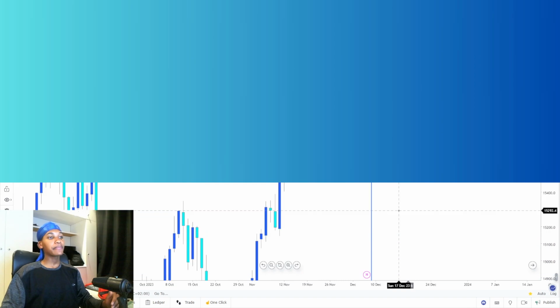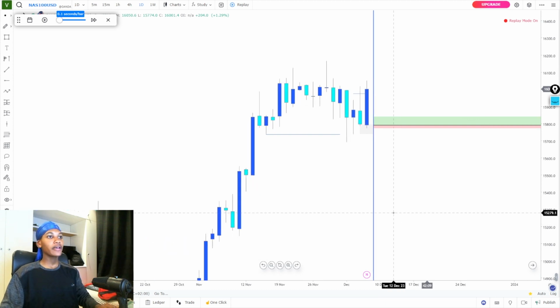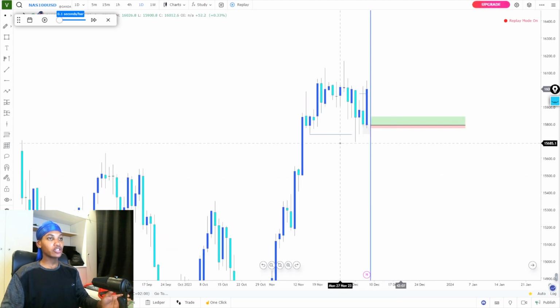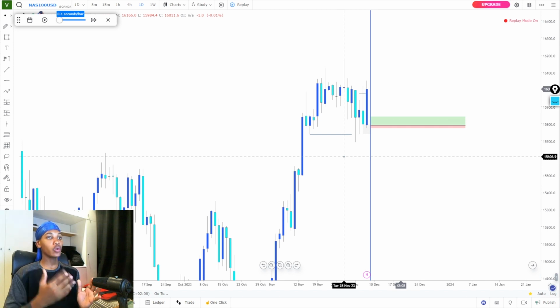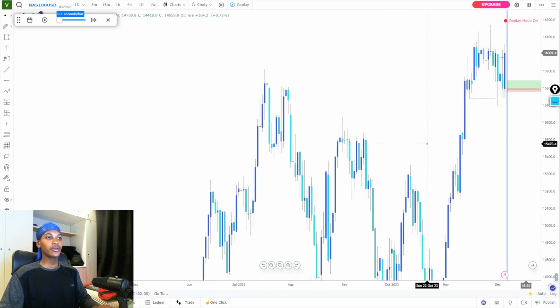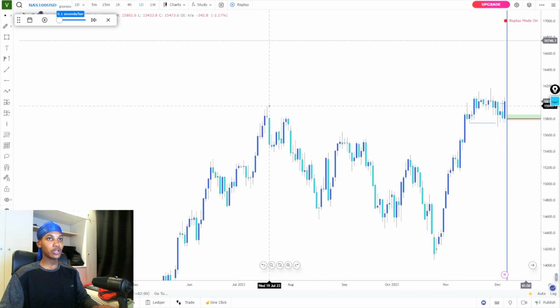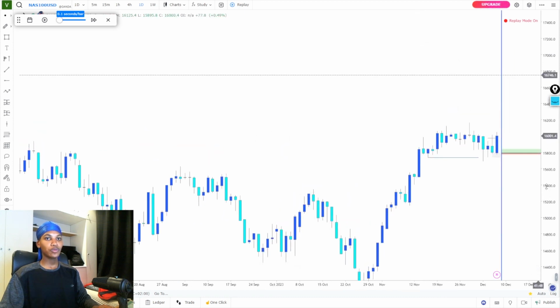Now, next example is on NAS 100. So for all you indices traders, this strategy also applies onto indices. Looking at the daily chart here, I'm looking for my higher time frame bias. Where do I think price is actually going to go, and where is price coming from? Cool. Now, looking at this, we can also look to the left. You can see price has broken above a high. Cool.